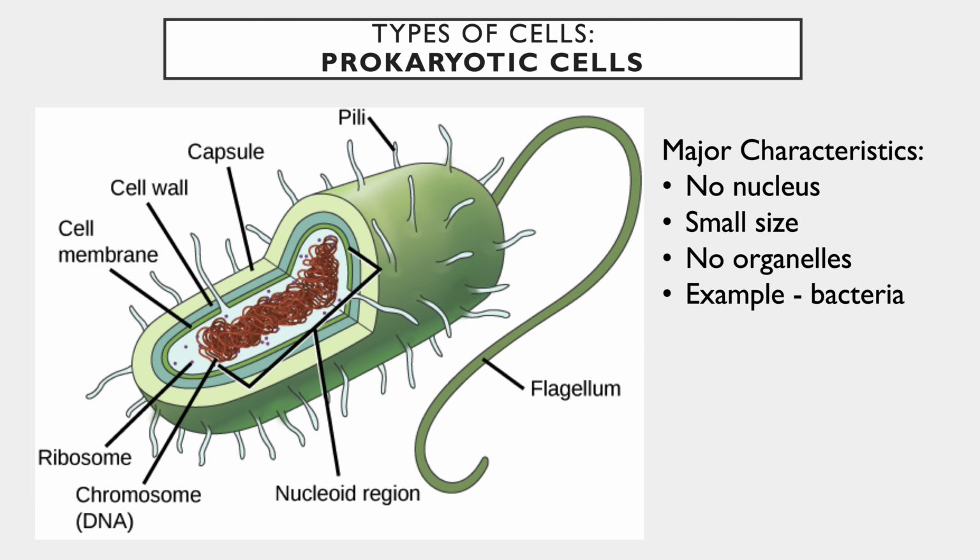The example shown here is a bacteria cell called E. coli, with most of its anatomy identified. Some of the most noteworthy are the chromosomal DNA, located in the region here called the nucleoid, and the flagellum over here, which is used for locomotion of the cell.